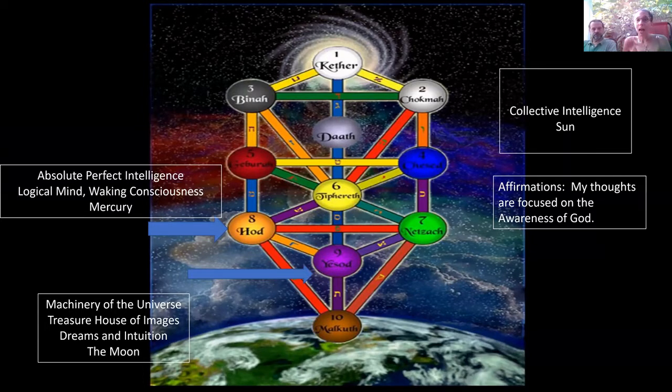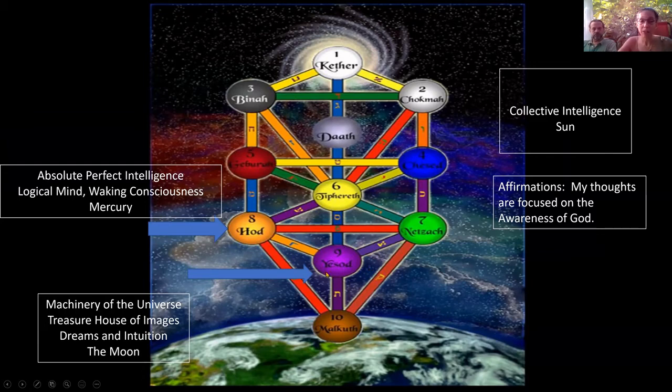So this is what we have been doing. Here's the Tree of Life. This path is called the collective intelligence, and it's ruled by the sun. It goes from Yesod, the 9th path, to Hod, the 8th path.